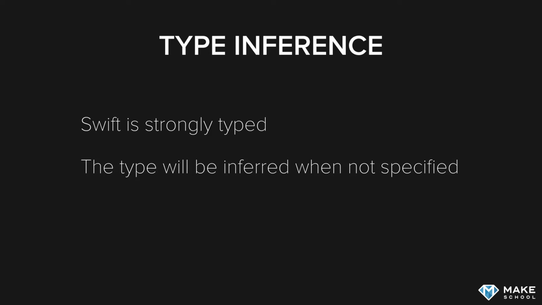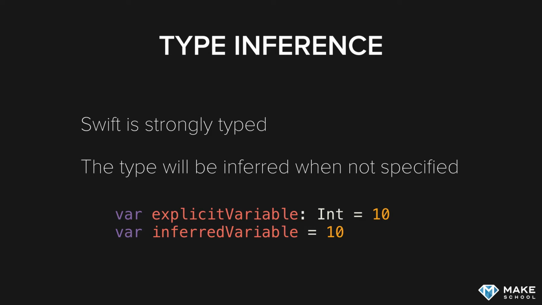So this means that we could say var explicitVariableInt: Int = 10. This would be explicitly declaring the type, and the compiler will definitely get it right because you told it what you want it to be. But we could also say var inferredVariable = 10. The compiler is going to look at the initial value of 10 and decide, oh, this should be an integer.